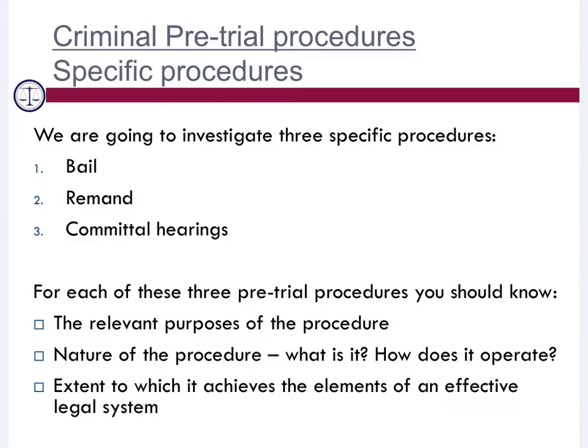We are going to investigate 3 specific pretrial procedures. Firstly, bail, secondly, remand, and finally, committal hearings. For each of these 3 pretrial procedures, you should know the relevant purpose of that procedure, the nature of the procedure, so in other words, what is it and how does it work, and finally, the extent to which it achieves the elements of an effective legal system.